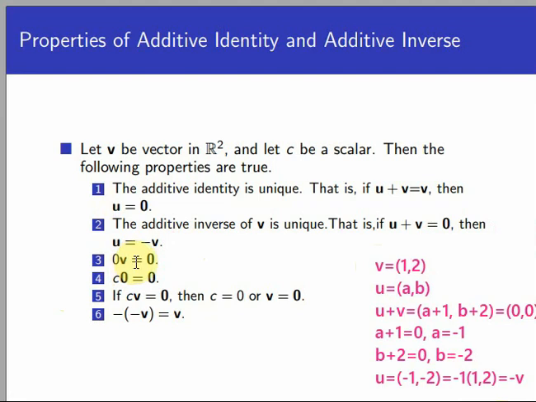So 0 times v is equal to 0. If we multiply the scalar 0 with any vector v, we obtain what? We obtain the zero vector. Then some scalar times the zero vector gives us what? The zero vector. And if c times v is equal to 0, then either c is equal to 0 or v is equal to 0. Okay, the negative of negative v gives us v.